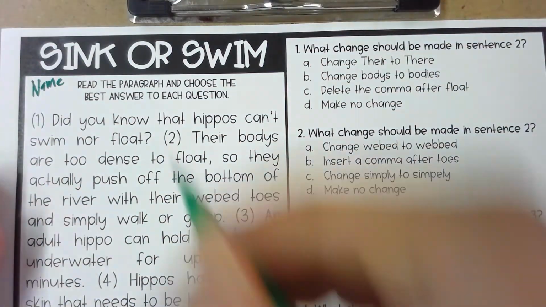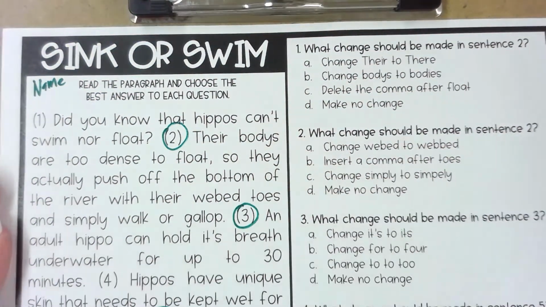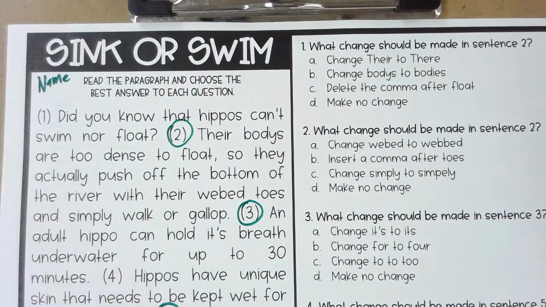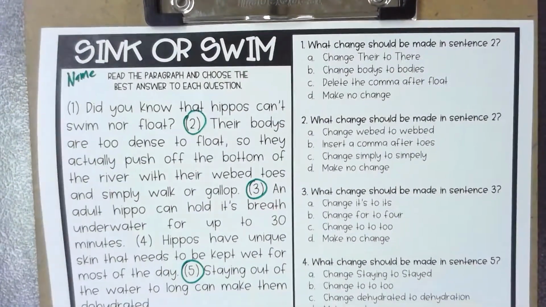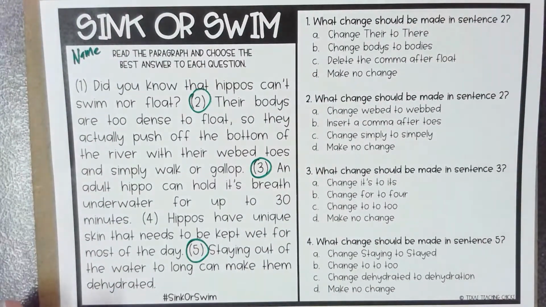We're only going to look at sentences 2, 3, and 5. When you edit, you only look at the sentences the question is asking, not the entire text. Now, all of these texts are related to animals. So this one's about hippos. Let's begin. Please do what I do. Pause and go along at your own pace.